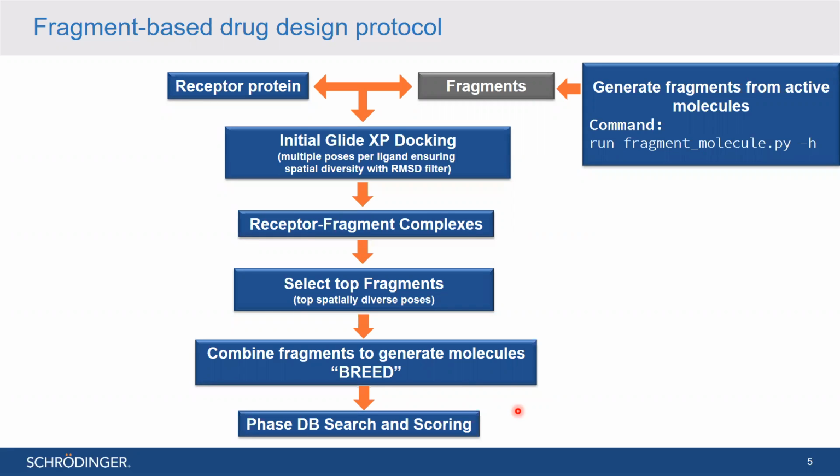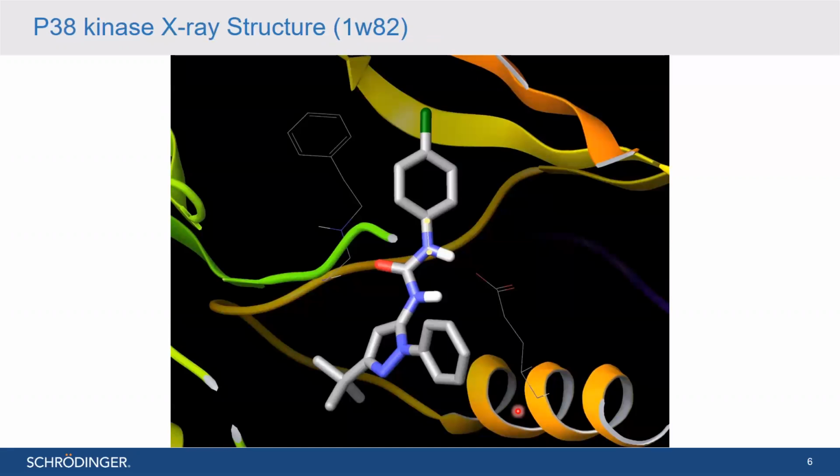For those molecules, we can also check the binding free energy, including for molecules generated from fragment based drug design. These all come under the protocol of fragment based drug designing or virtual screening. So, stepwise, we are going to see the example of P38 kinase. Its crystal structure ID is 1W82.